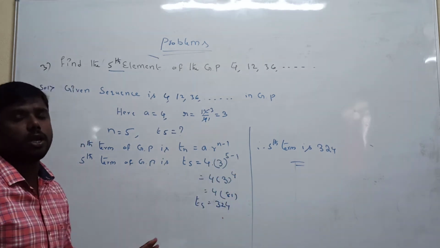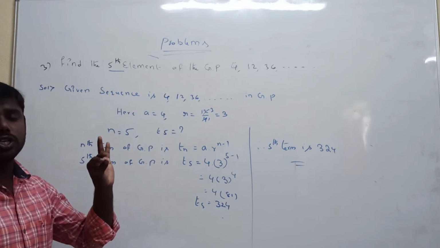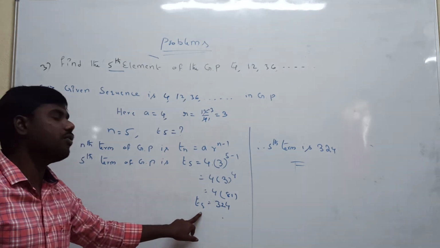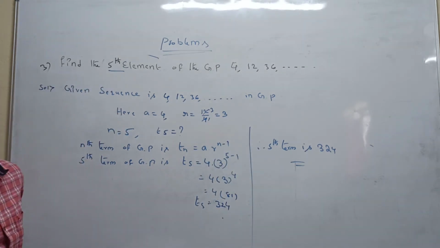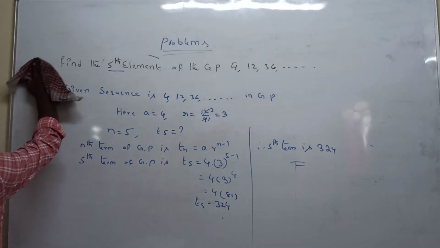3 to the power of 4 means 3 multiplied 4 times. 3 3 is 9, 9 3 is 27, 27 3 is 81. 81 into 4 value is 324. Finally we got the answer. Fifth term value is 324. It is clear. Next, the last question in this method.